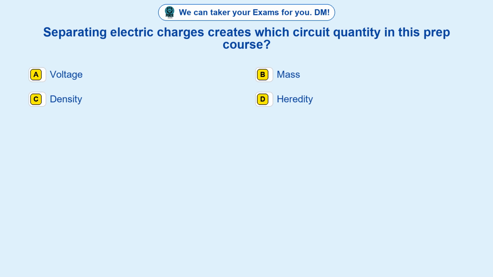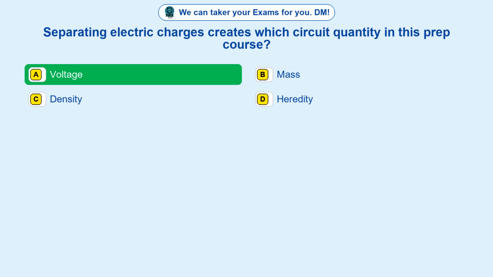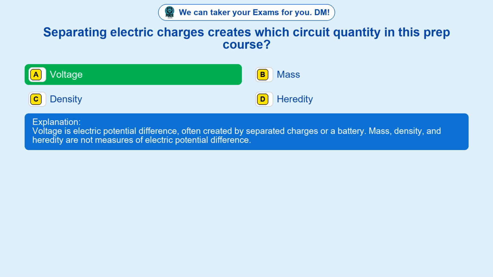Question 70. Separating electric charges creates which circuit quantity in this prep course? Option A, voltage. Option B, mass. Option C, density. Option D, heredity. The correct answer is option A. Voltage. Voltage is electric potential difference, often created by separated charges or a battery. Mass, density, and heredity are not measures of electric potential difference.